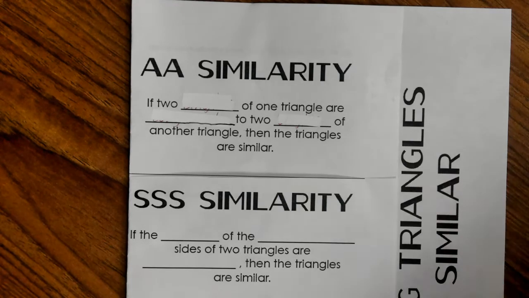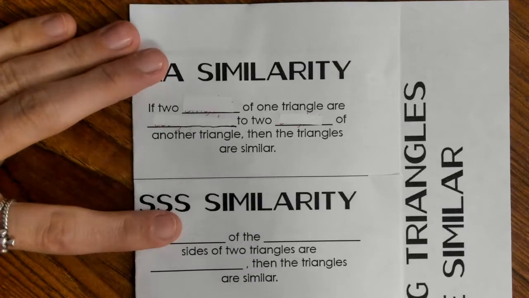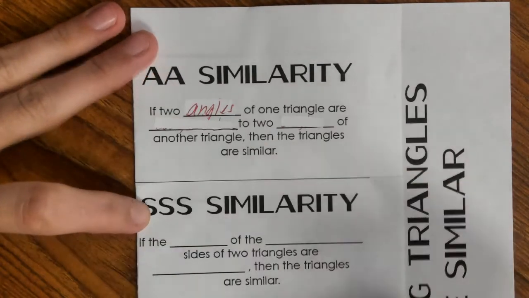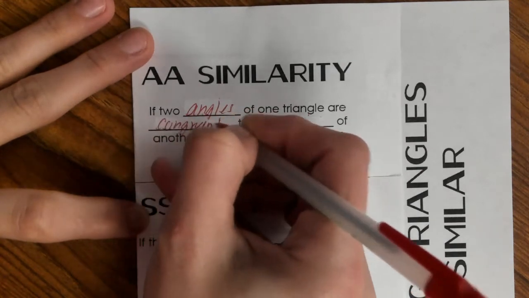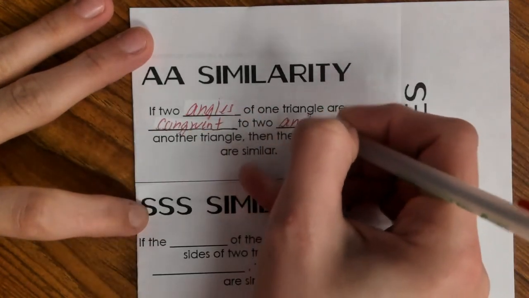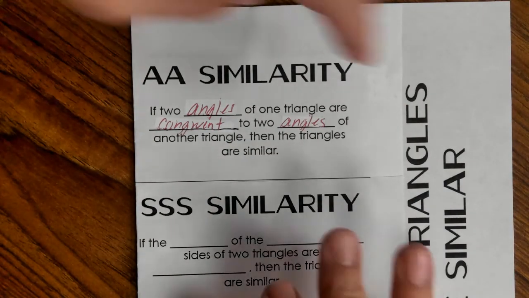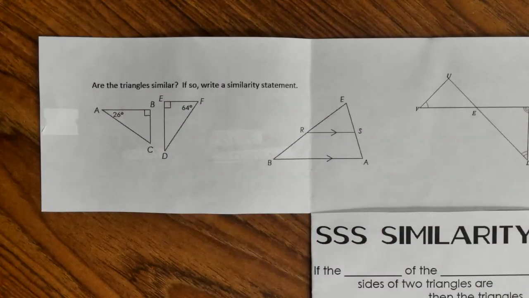So with triangle congruency, we talked about you cannot use the angles to prove congruency, but you can with similarity. So here we're going to state that if two angles of one triangle are congruent to two angles of another triangle, then we are similar. Okay? So inside we'll look at three different examples saying, are they similar? If so, we want to write a similarity statement.